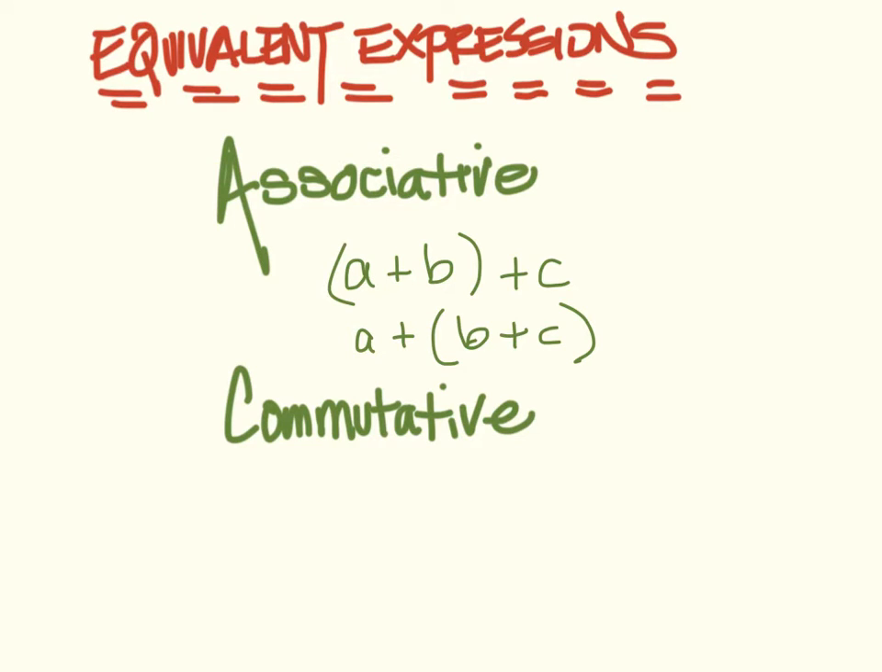Commutative, you're more familiar with. That means I can actually move, not put grouping symbols in, but move things around. So this time, let's say it's multiplication. So it's A times B times C. In commutative, we say that's the same thing as C times B times A, or B times A times C. So these are two first properties that we're going to deal with, and let's see how that looks.